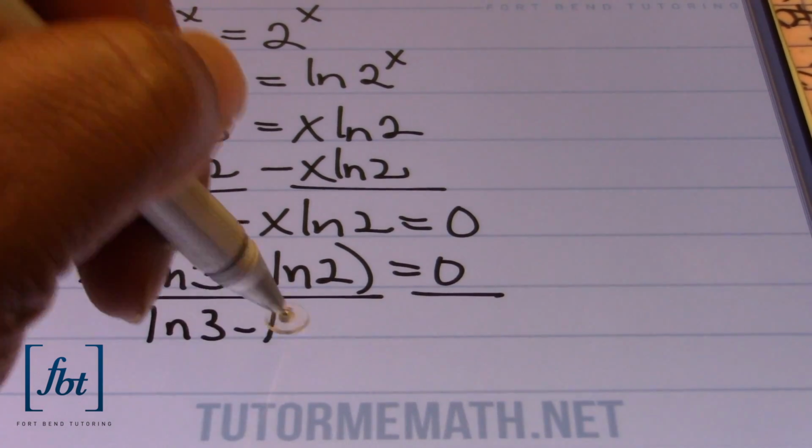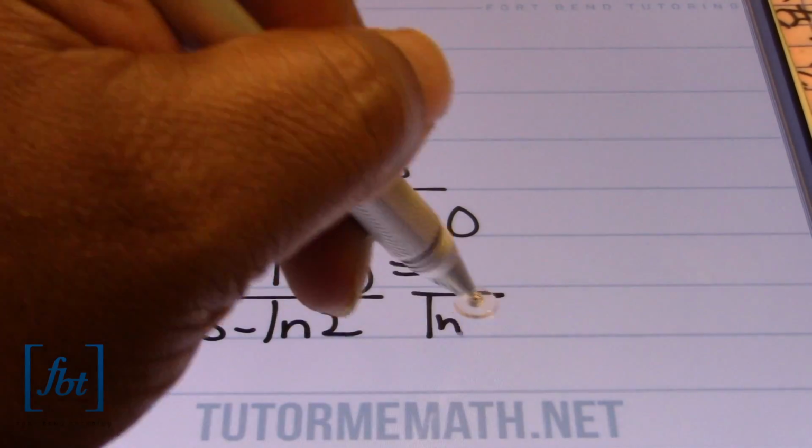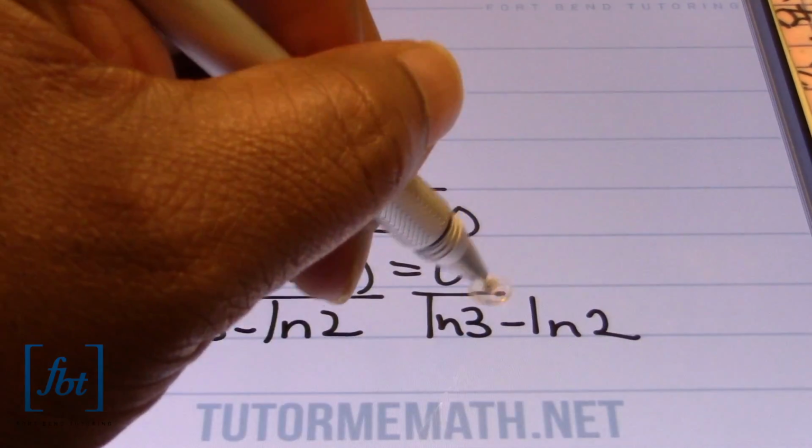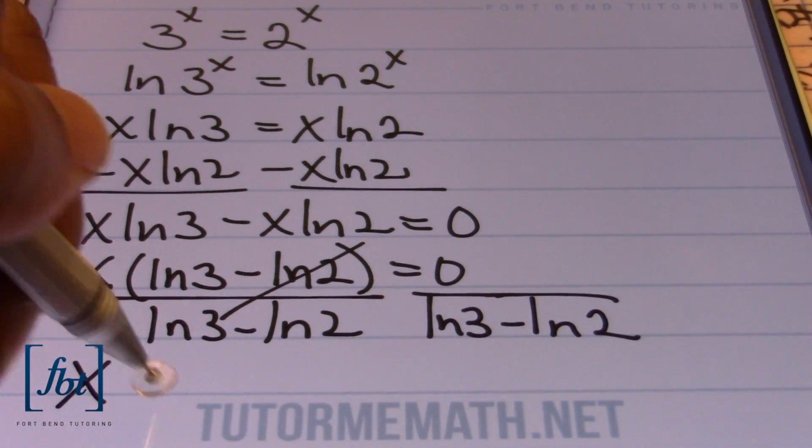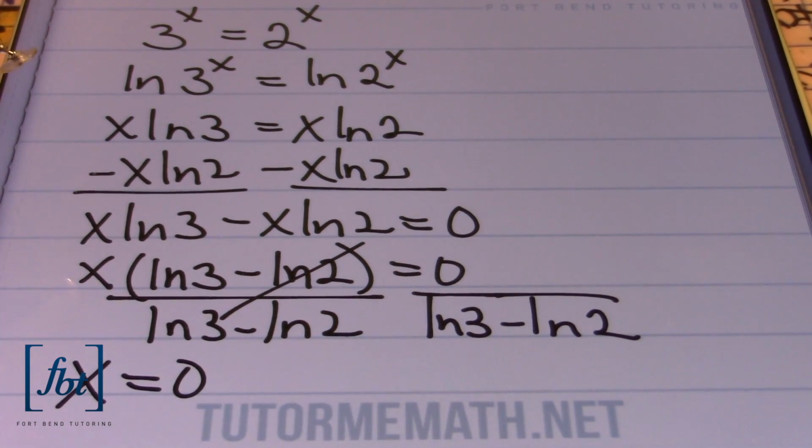Go ahead and get out of here. Go ahead and get out of my face. So that's gone now, and so x equals 0. X equals 0. How do you like that?